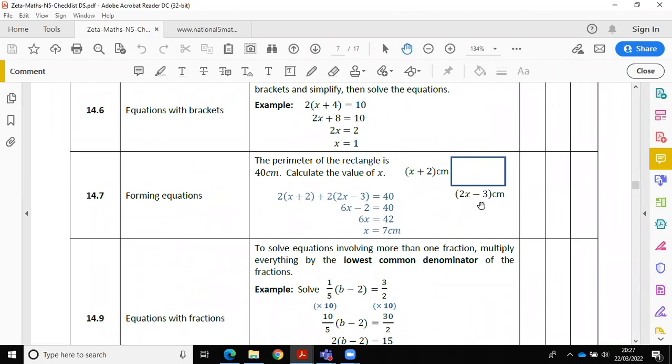They like a question like this. Okay, the perimeter is equal to 40 centimetres, work it out from there.